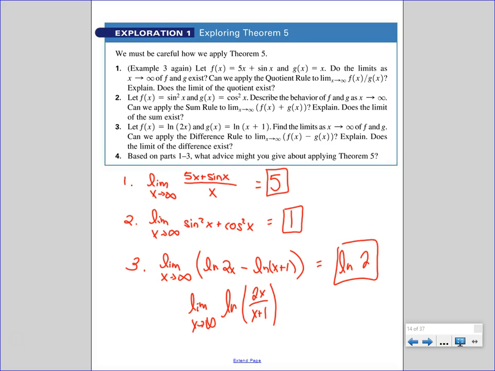Look at number 4. What advice might you give about applying theorem 5? In one way or another, if we had strictly followed the properties with each of these functions, we would have gotten a wrong answer. For 1, we might have said DNE. For 2, we might have said 2. And for 3, we might have said 0. Well, technically it's indeterminate, but either way.